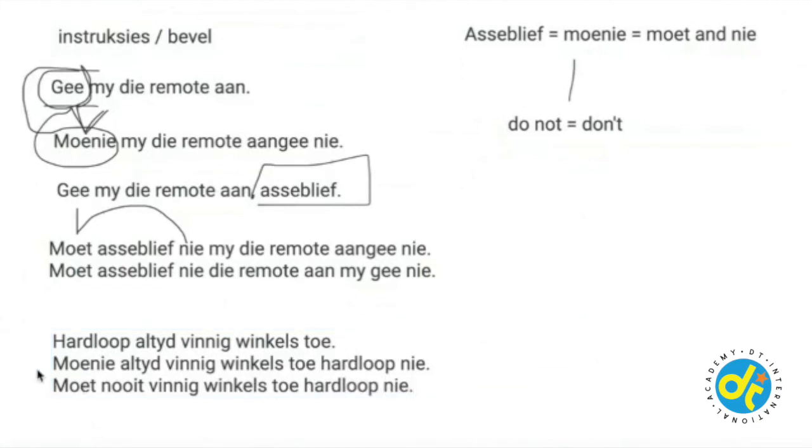Because now, instead of saying moenie, if you're going to choose moenie, then you keep your altyd as is. If you're going to choose moet, if you want to say moet nie, the nie is included in the nooit, moet nooit. So we change altyd to a negative as part of your negative one.